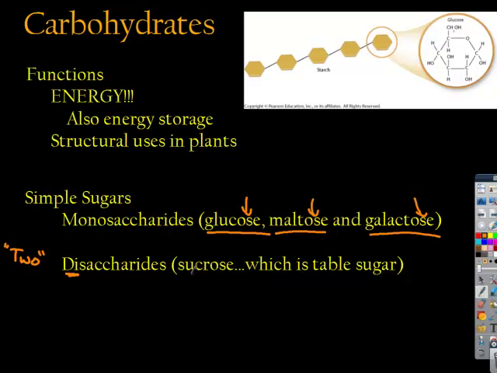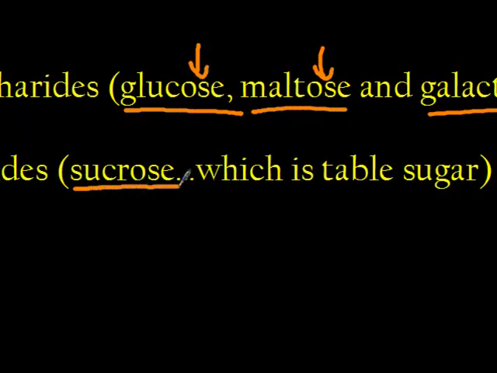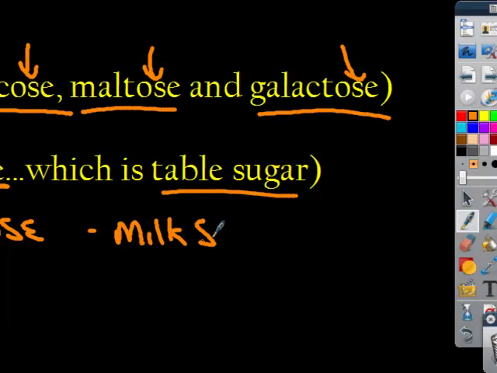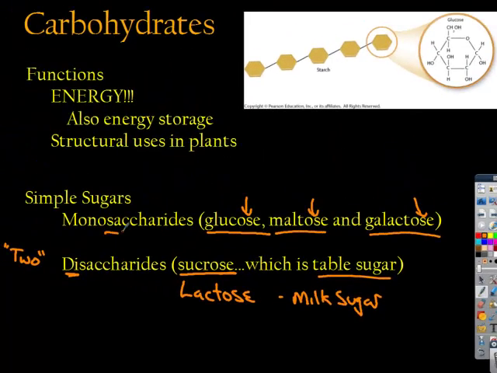Our disaccharide, really two examples. Sucrose is, as it says, table sugar. That's the stuff you put in your coffee, on your cereal, whatever it is. Hopefully you're not using too much of it. But table sugar is a disaccharide. There's actually another disaccharide called lactose, which is milk sugar. And that is, in fact, the sugar you find in milk that some people have a hard time breaking down. Now, all a disaccharide is, you take two monosaccharides and you hook them together.